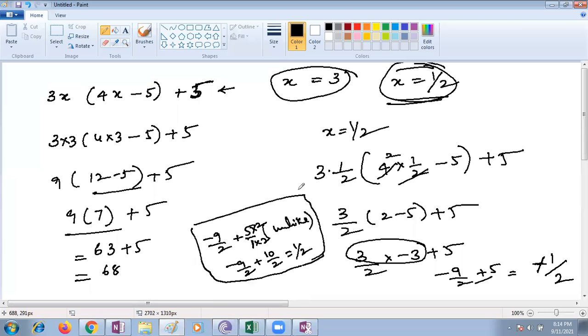Ma'am, till trinomial into monomial? Yeah, trinomial into monomial, simple multiplication concepts I will give, children. You try to give the answers. I'm not going with binomial with trinomial or binomial with binomial. Only monomial with trinomial.